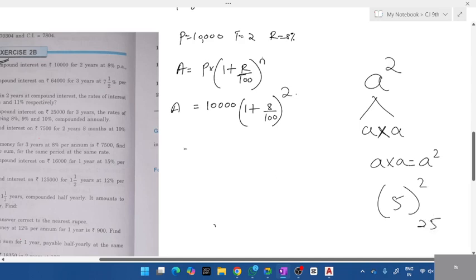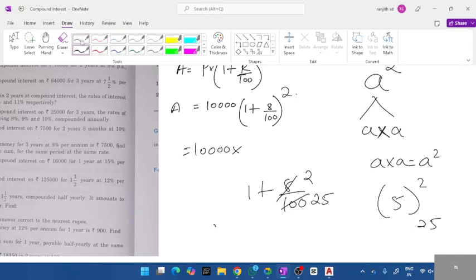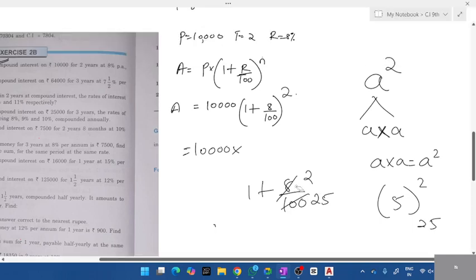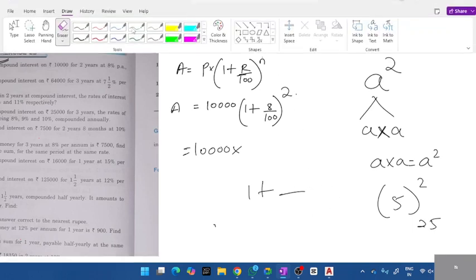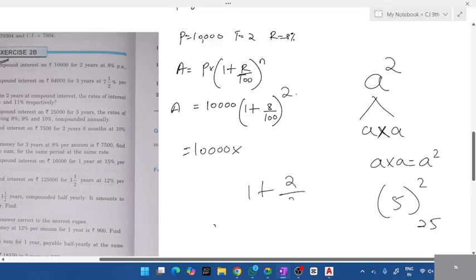25. Good. Look here. 10,000 into 1 plus 8 by 100. What is 8 by 100? 4 2s are 4. How many times? 25 times. Okay, reduce it. So what do you get when you reduce 8 and 100? You get 2 by 25. Now take LCM. If you take LCM, what do you get?